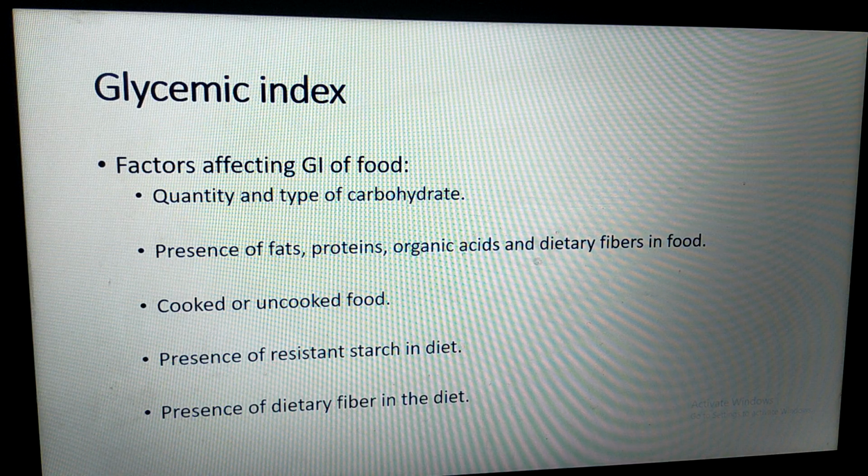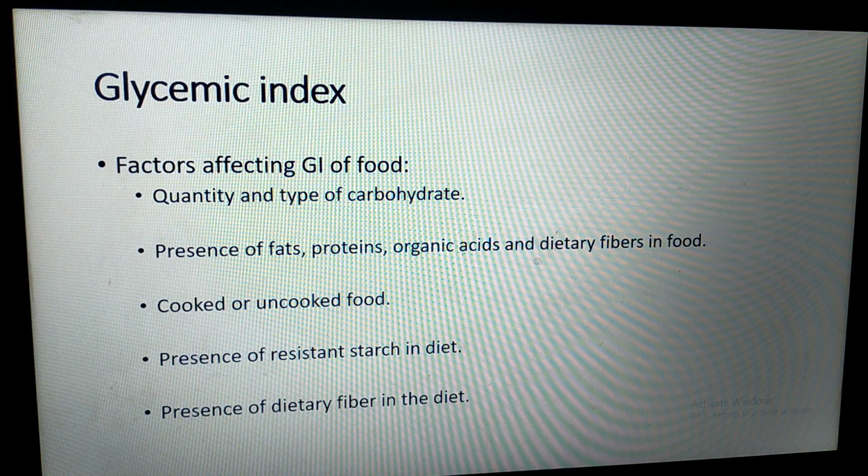Then the next factor is the presence of fat, protein, organic acids and dietary fibers in the food. When you consume food, we generally consume a mixture which contains fat, protein, organic acids, dietary fibers, etc. If the content of these is more, then they interfere with the digestion and absorption of carbohydrates. Hence, the glycemic index of the food is decreased.